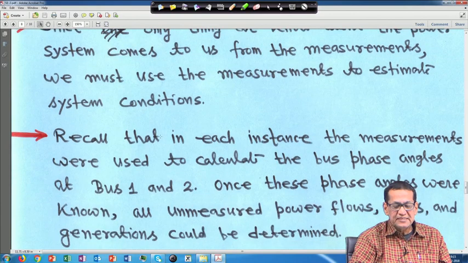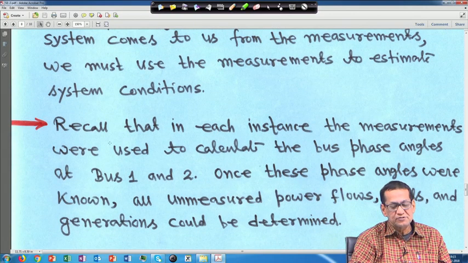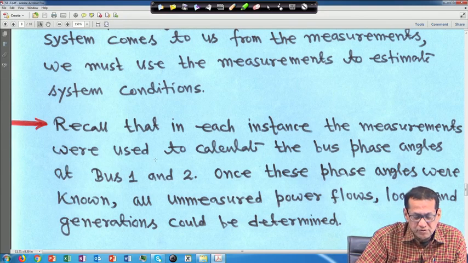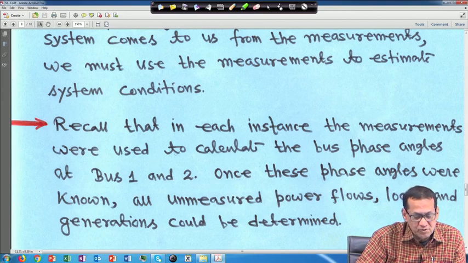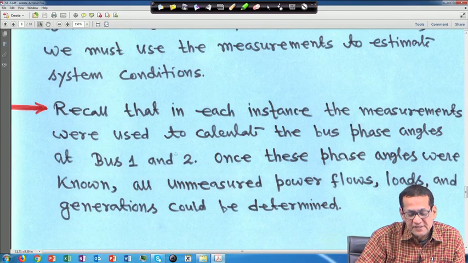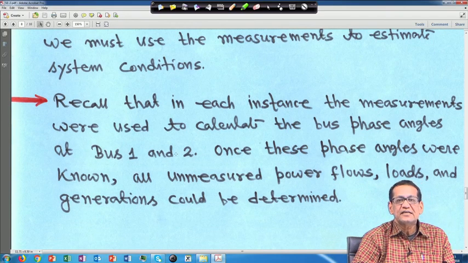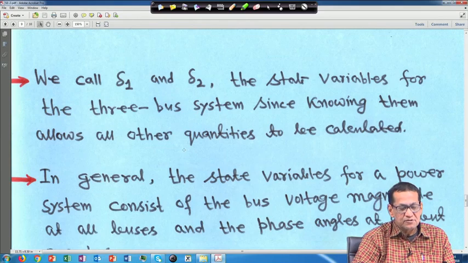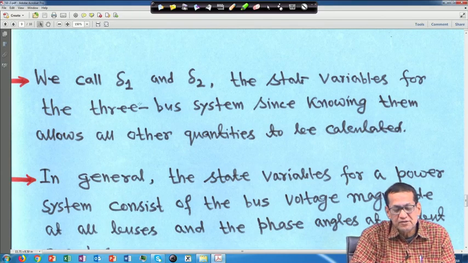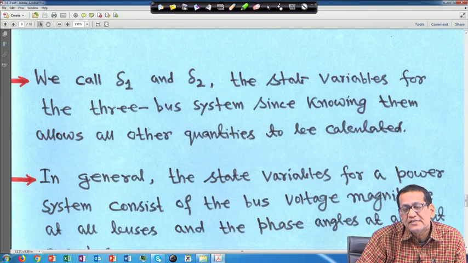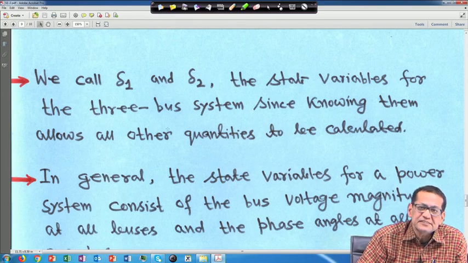Now, recall that in each instant the measurements are used to calculate the bus phase angles at bus 1 and bus 2. Once these phase angles are known, all unmeasured power flows, loads and generation could be determined, right. That means we need the best estimate of the voltage angle in this case. So, we call delta 1 and delta 2 the state variables for the 3 bus system, since knowing them allows all other quantities to be calculated. Our objective is to find the best estimate of delta 1 and delta 2, because for the slack bus delta 3 is 0, right.